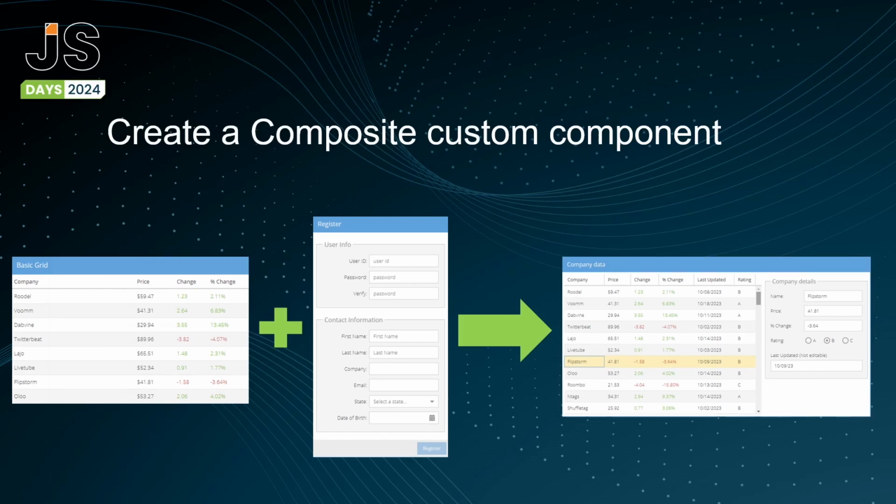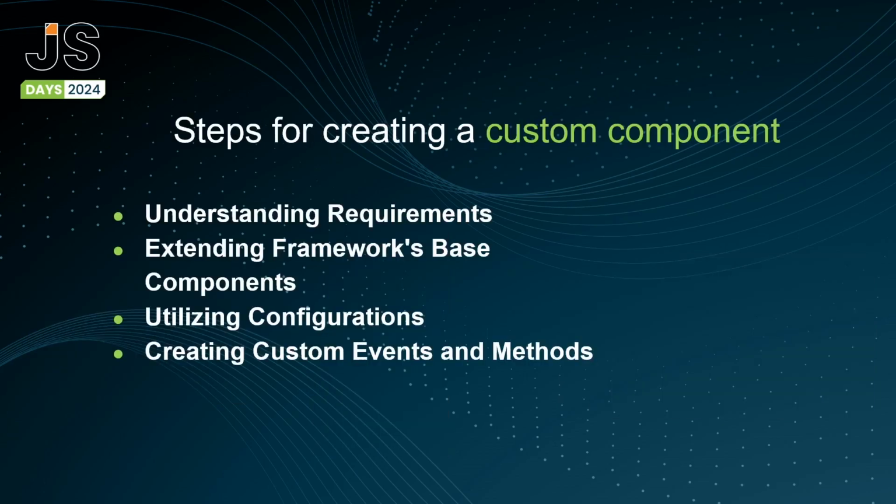Now, let's see some of the basic steps to create a custom component. First, we need to understand the requirements. Before starting, it's essential to have a clear understanding of the requirements and desired functionalities. We then begin by extending base components of Ext JS or the framework we are using. This provides us with a solid foundation and saves time in the development phase. We can take a component like a grid and add specific functionalities, such as custom pagination or handling specific events.